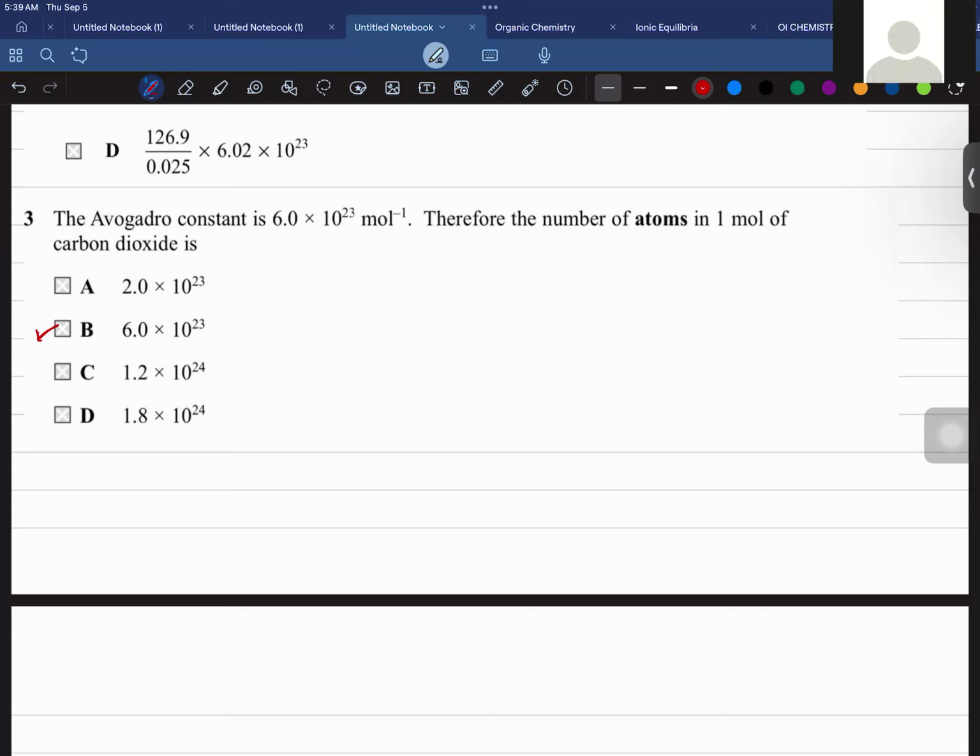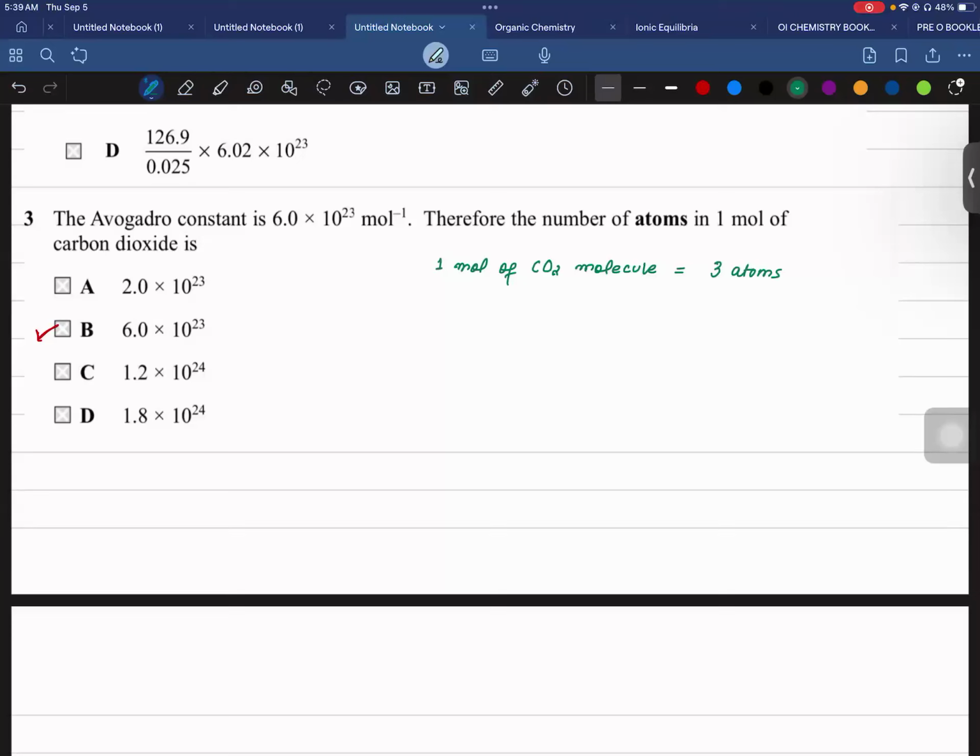Number of atoms in 1 mole of carbon dioxide. The molecular mass is 44, right? Remember, 1 mole of carbon dioxide molecule has 3 atoms. Okay? 3 atoms. One is carbon and 2 oxygens. Are you getting my point? One is carbon and 2 oxygen.